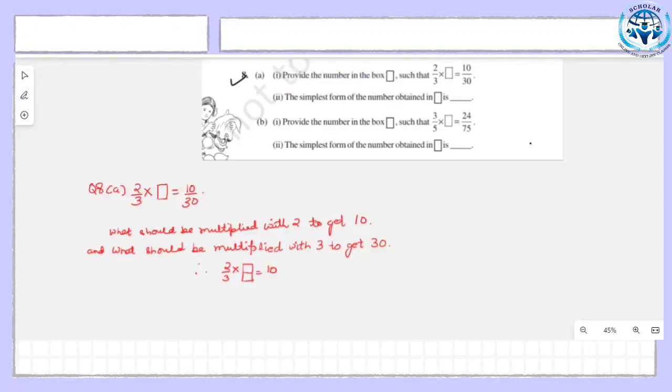This is 5 upon 10. Now the fraction is 5 by 10. So in the second part they are asking the simplest form of the number obtained in the column, which is 5 by 10. That means 5 ones are 5 and 5 twos are 10. That means the simplest form is 1 by 2.